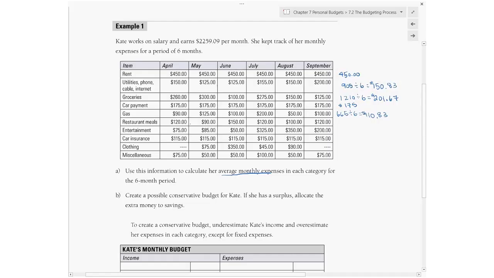So on average, restaurant meals, first month she spent $120, then 90, then 150, then 120, then 100, and then another 120. So that's 700. Divide that by 6, and we get 116.67.